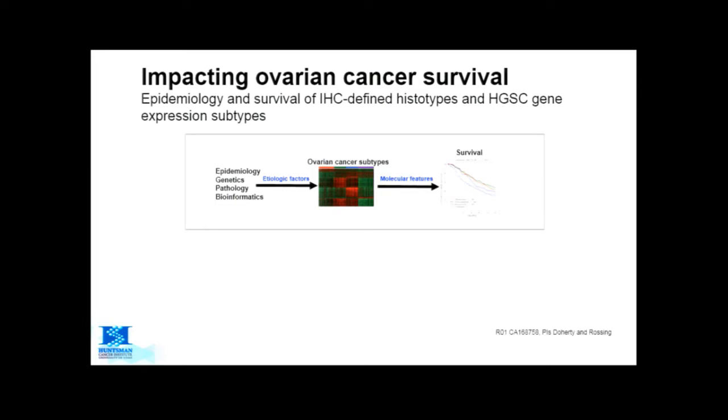So in my group, we've put together teams of multidisciplinary scientists to try to understand etiologic factors. So this is where epidemiology comes in. For both protein expression defined histotypes and also the high-grade serous gene expression subtypes. And my ultimate goal here is to develop an understanding so that preventive strategies can be developed. We're also trying to refine our understanding even more for the histotypes and gene expression subtypes so that we can identify molecular features and pass the baton along to people who understand how to develop targeted treatments.